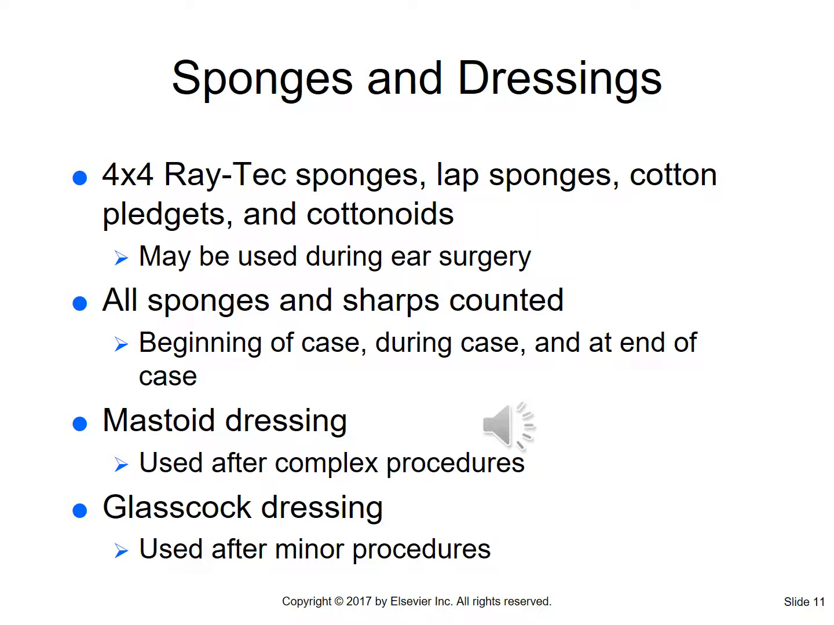pre-packaged, so you just open it up onto the field, and it's going to have gauze sponges with Velcro straps. So once you place the gauze sponges, you can pull them around the head and secure the dressing in place by snapping those Velcro straps. So again, mastoid is usually complex, Glasscock is more minor, and then you can just use a simple cotton ball on the ear, maybe with a Band-Aid or tape to keep it in place.